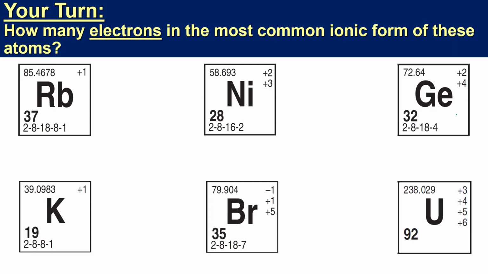So now it is your turn. This is probably the most important skill that we have in this video. See if you can put it all together and determine how many electrons are in the most common form of these ions. Now remember, some have multiple oxidation states, but remember how to differentiate what the most common form is. So pause the video, figure out how many electrons an ion would have, and then unpause the video and check your answers.